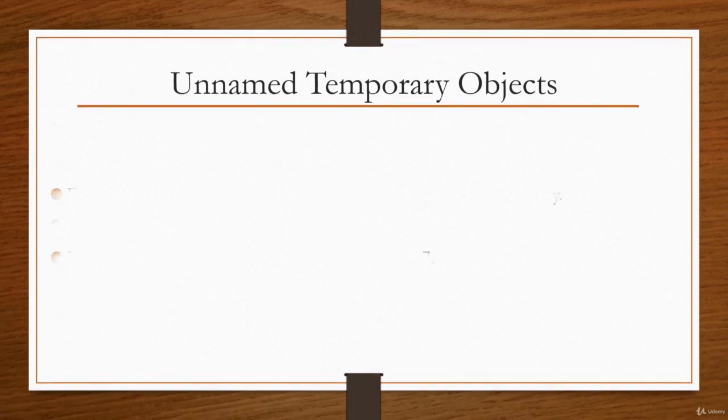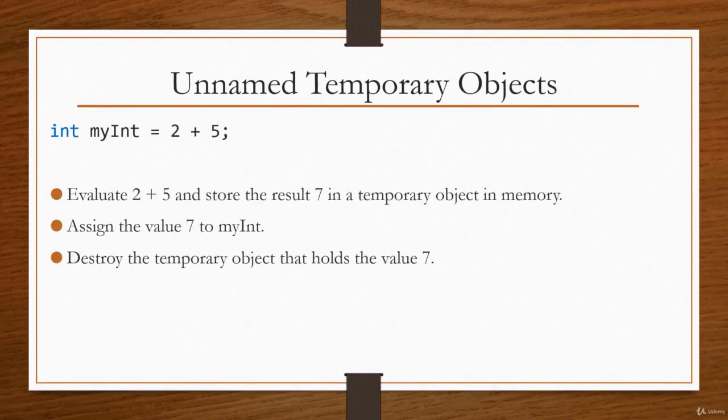Let's start with unnamed temporary objects. Here I have an integer myInt, and I initialize that to 2 plus 5, so in other words I assign the result of 2 plus 5 to that. So let's just see what happens here when we execute this statement. Right, so we are going to evaluate 2 plus 5, and then we are going to store that value 7 in a temporary object in memory. Then we are going to assign the value 7 to myInt. Then we'll destroy that temporary object that holds the value 7.